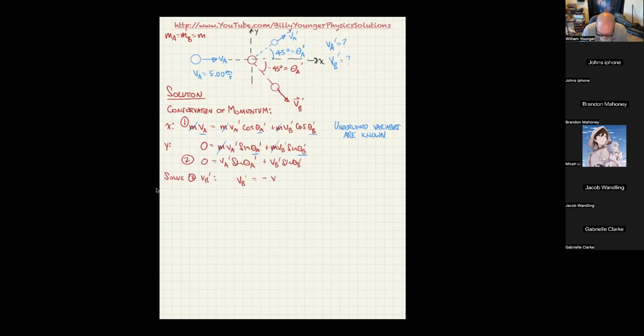And what we're going to have is VA prime times the sine of theta A prime. And then, of course, the coefficient of VB prime is sine theta B prime. So I'm going to divide through by sine theta B prime like that. And with this, I can get negative VA prime times the sine of theta A prime, which was 45 degrees, divided by the sine of negative 45 degrees.